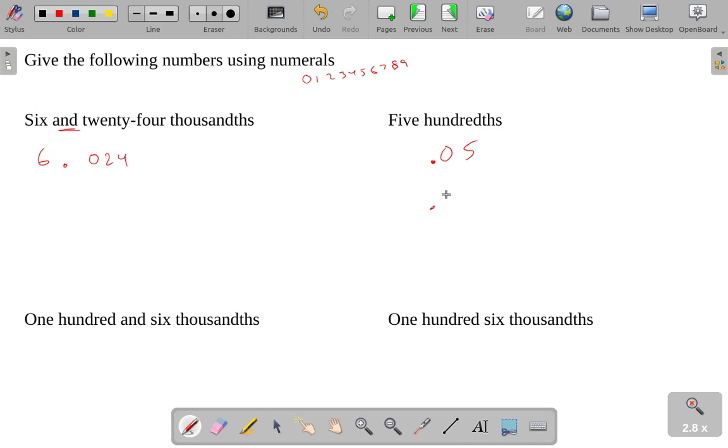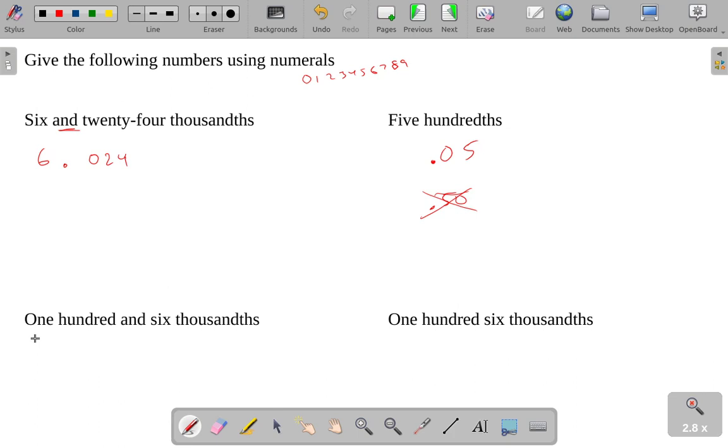Notice it would not work if I had done it this way. If I had done 0.50, this would not be 5 hundredths. You could have called it 5 tenths, or you would have called it 50 hundredths. So this would not be the same thing, 0.50. It needs to be 0.05. When we're inserting those zeros to make that place value work, they need to be between the decimal place and whatever number we're writing down.